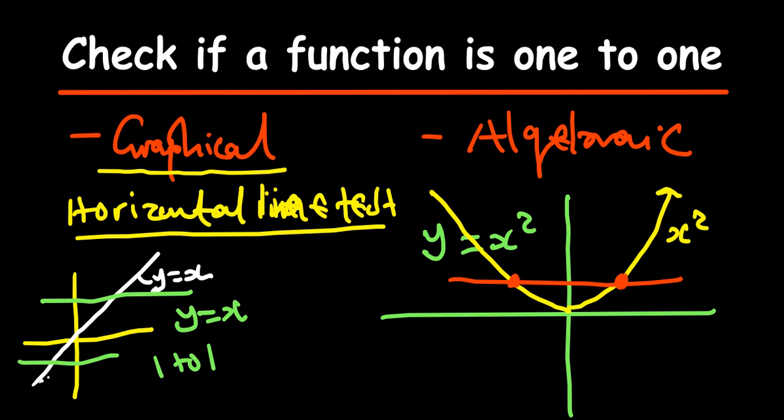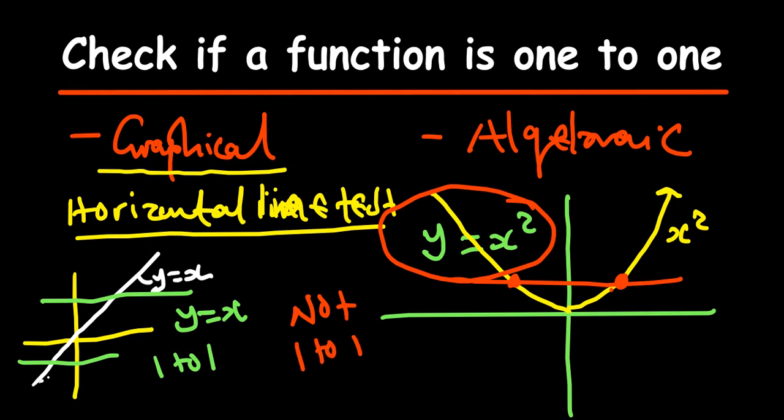Okay, so immediately you see that the horizontal line is cutting this curve at 2 points. You conclude that this equation here is not one to one.